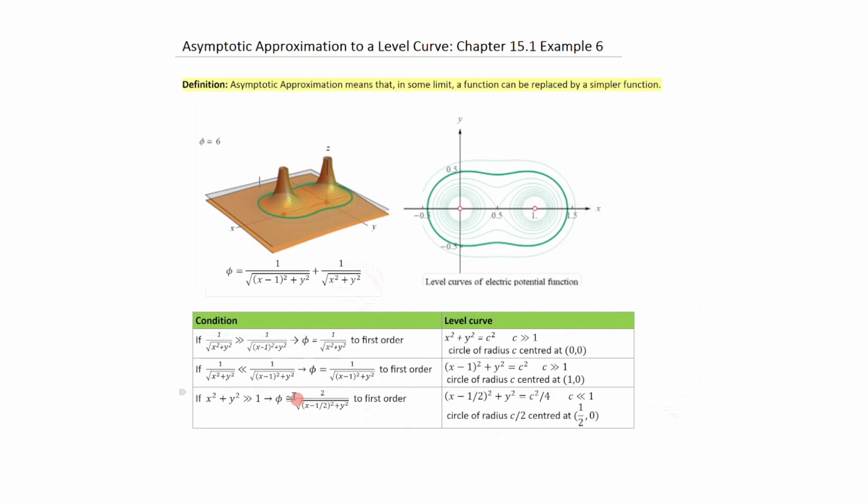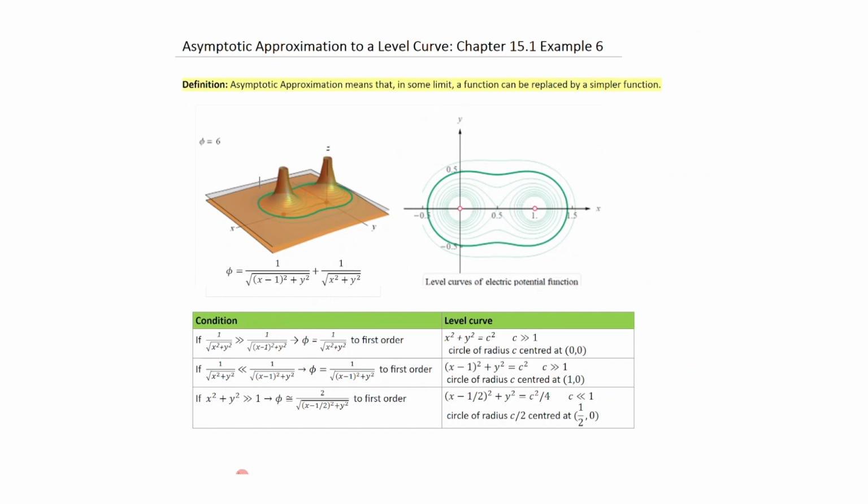Okay. Similarly, if you were to do it the other way around, where you say that this term is much, much less than this one, then this term becomes dominant. So now it's phi equals this. Well, this is nothing more than the equation of a circle, but displaced, its center displaced along the x-axis by 1 unit.